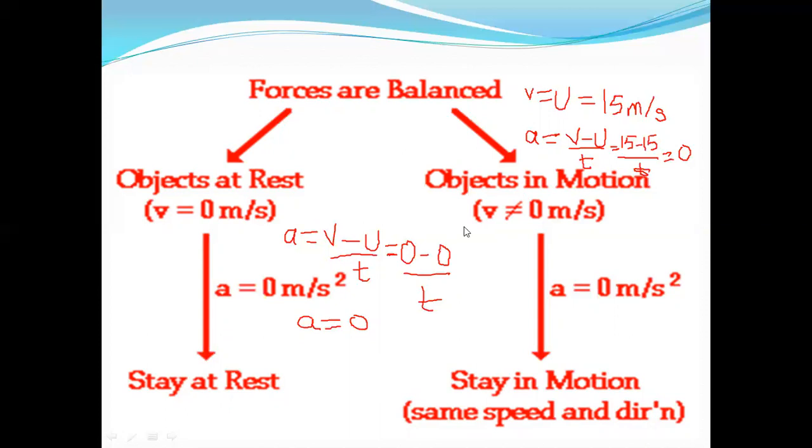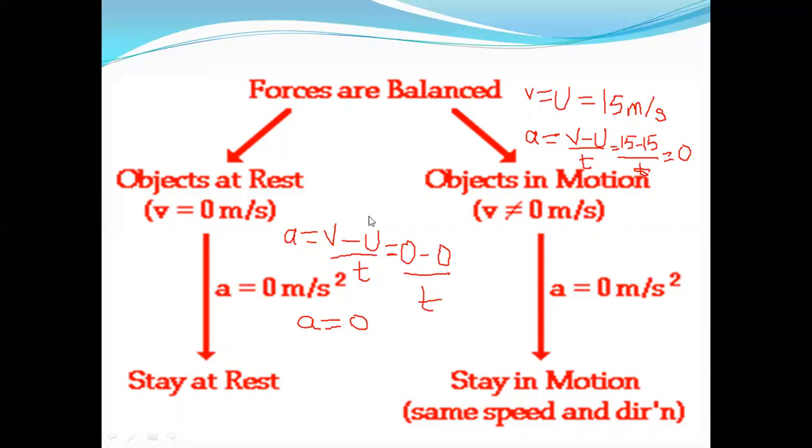If the body is moving with constant speed, for example 15 meter per second, there is no change in the speed under the action of balanced forces, it keeps on moving with a speed of 15 meter per second. If balanced forces are acting, acceleration is 0. How is acceleration 0? For example, if an object is at rest, then velocity is 0. Formula of acceleration is final velocity minus initial velocity divided by time. So both initial and final velocity are 0 if the body is in the state of rest.